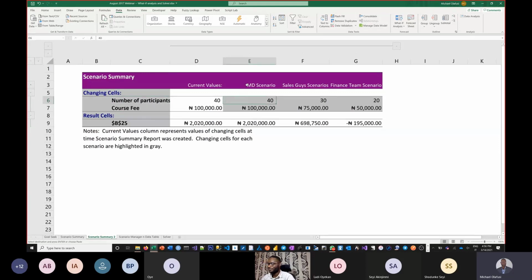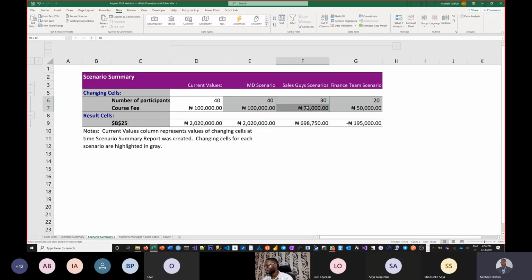With this now, you can be able to present to all stakeholders. Put MD in one room, put the sales team in the same room, put the finance team in the same room, and let them see. MD, when it's your scenario, this is what happens. We get 2 million error. Awesome. One day training, 2 million error. Good. Maybe we should be doing it every week.